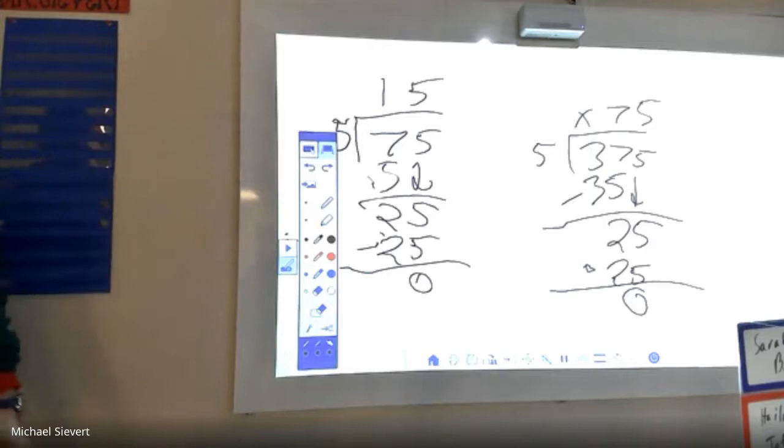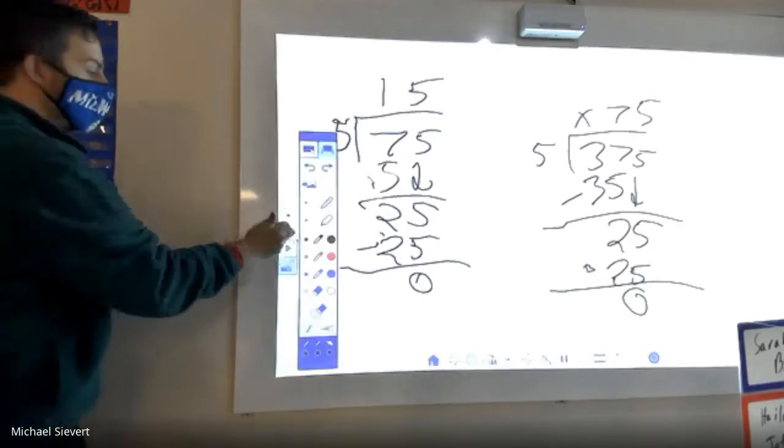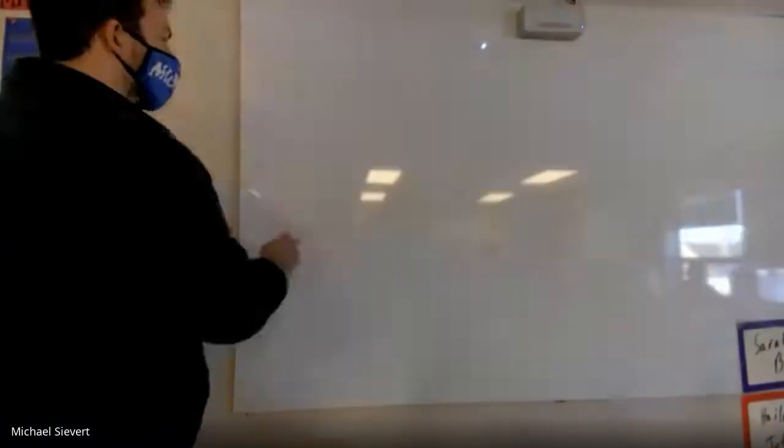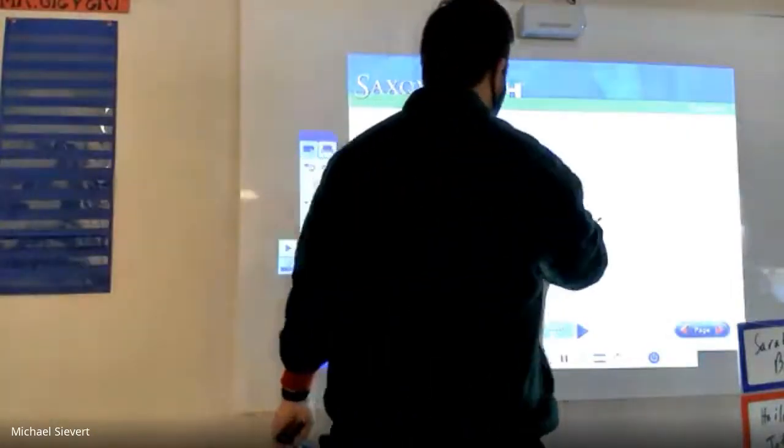Is that a prime number? No. What can we divide 15 by? London. You can divide it by 5. So now I have to go back to my other page. I can divide it by 5 again. So 5.